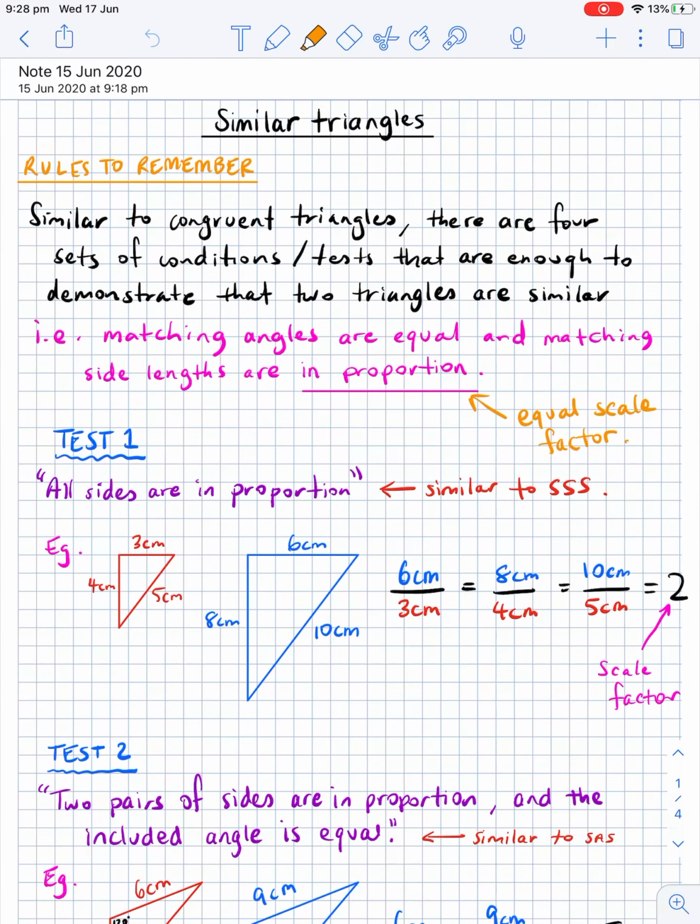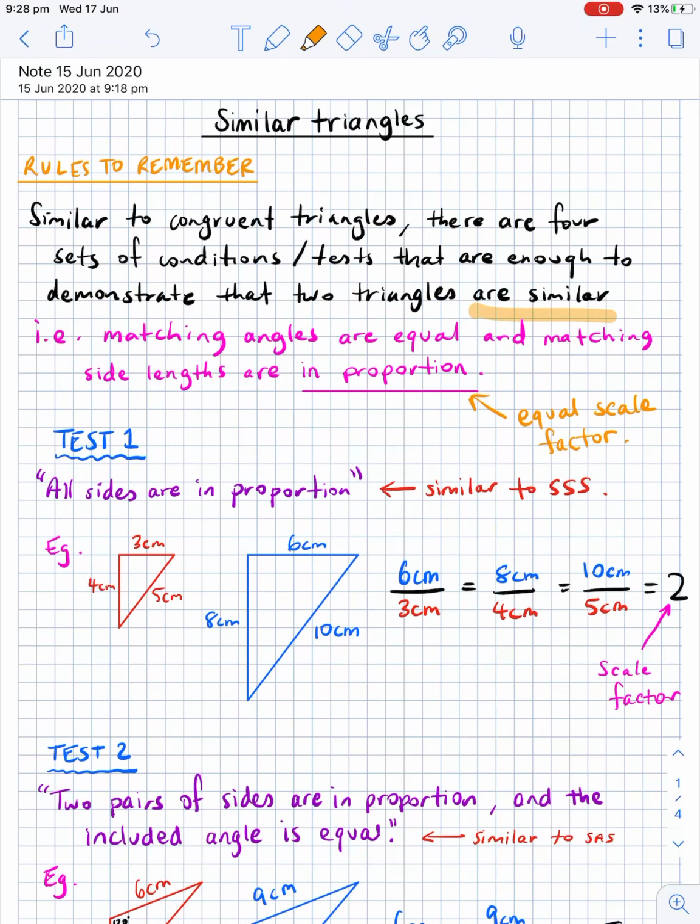Hi guys, for today's lesson we're going to be dealing with similar triangles. Some rules to remember are that, similar to congruent triangles, there are four sets of conditions or tests that are enough to demonstrate that two triangles are similar. Like congruent triangles had their own four tests which prove whether two triangles are congruent, there's a very similar thing with similar triangles. They also have their own four tests.